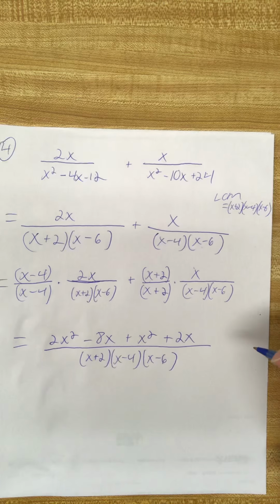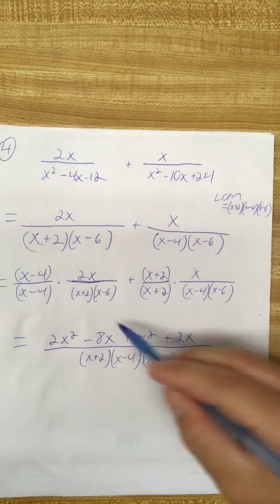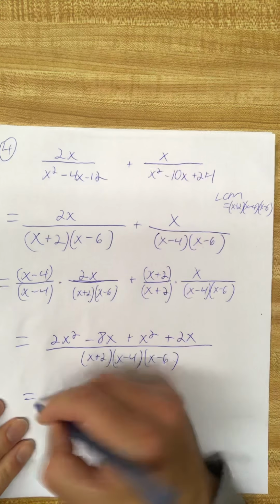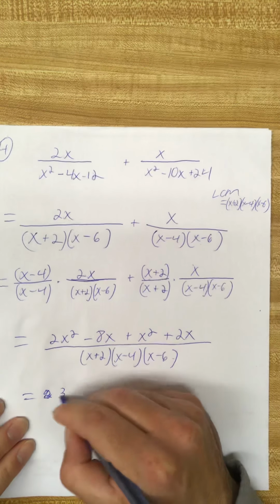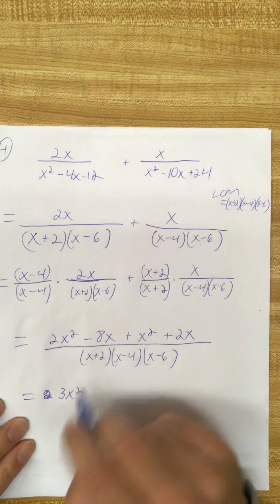All right. So I want to combine some like terms up here. I want to simplify this into a single polynomial. So we have 2x squared plus the 1x squared gives me 3x squared. Minus 8x plus 2x is negative 6x.